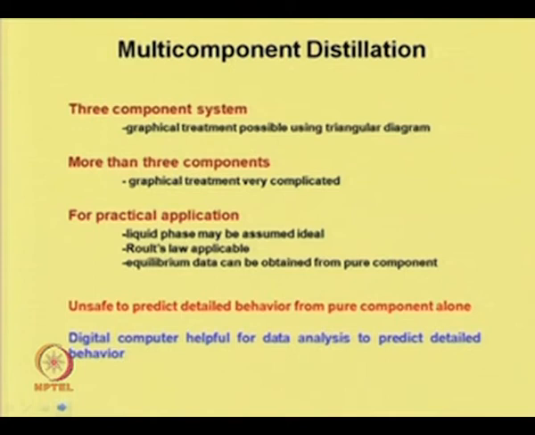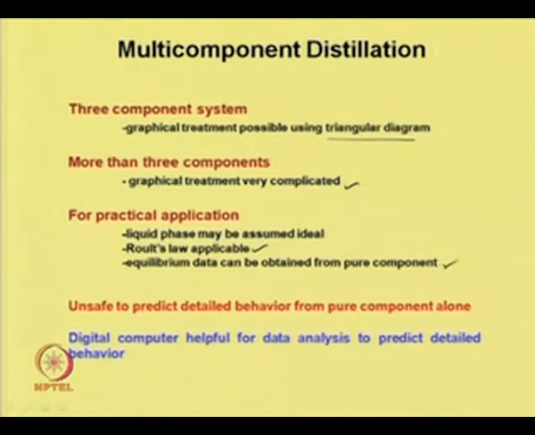For multi-component distillation, if it is a 3 component system, then the graphical treatment can be possible if we use the triangular diagram. So, using the triangular diagram, we can do the graphical treatment, but for more than 3 component systems, the graphical method becomes very complicated. So, graphical treatment method is not desirable. In most practical applications, we assume the liquid phase is ideal, where Raoult's law can be applicable and equilibrium data can be obtained from the pure component data.